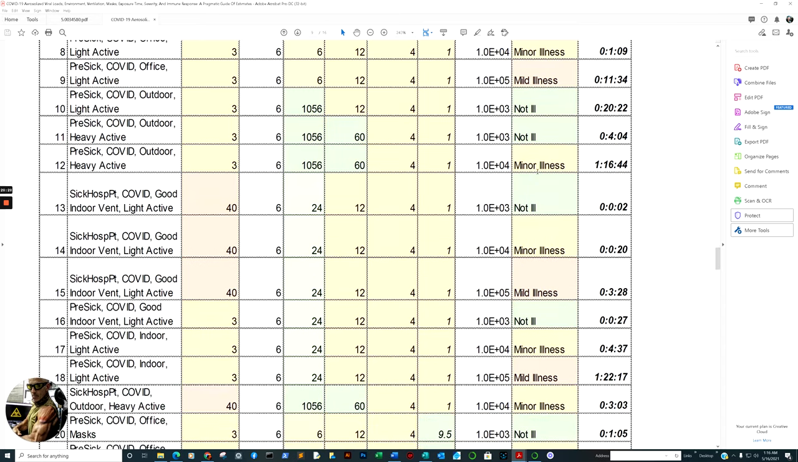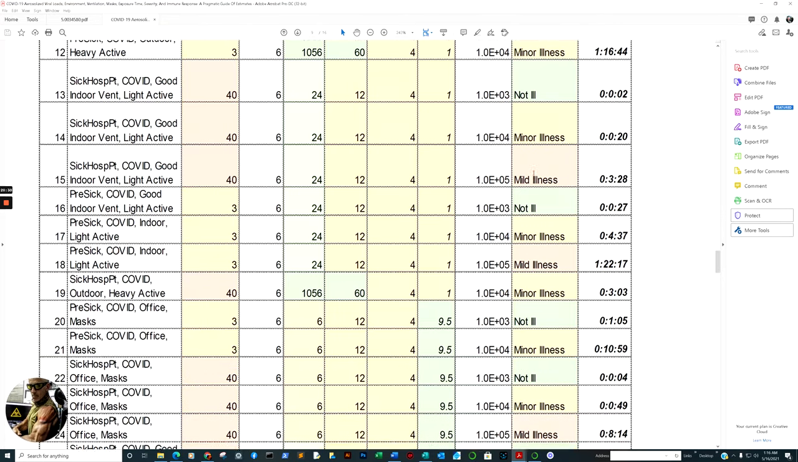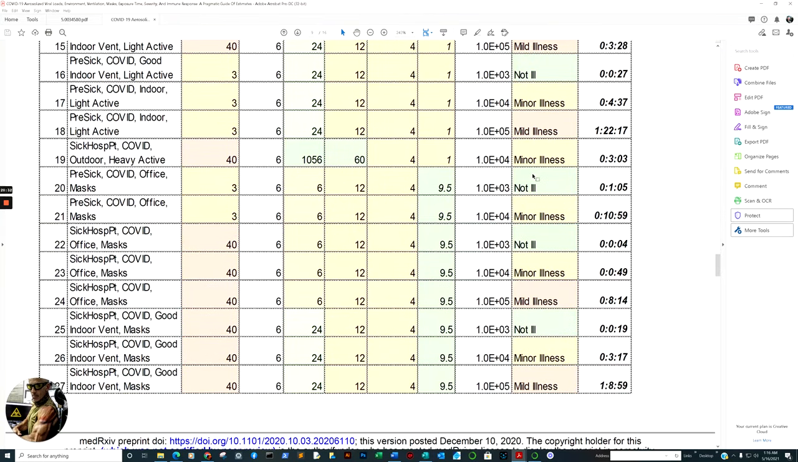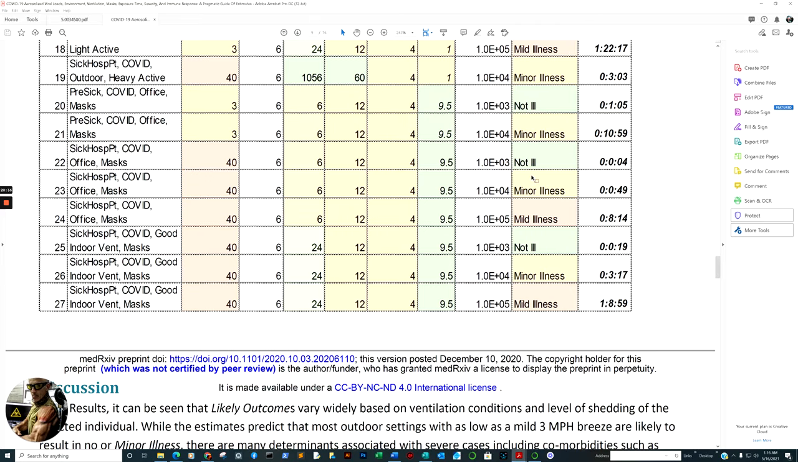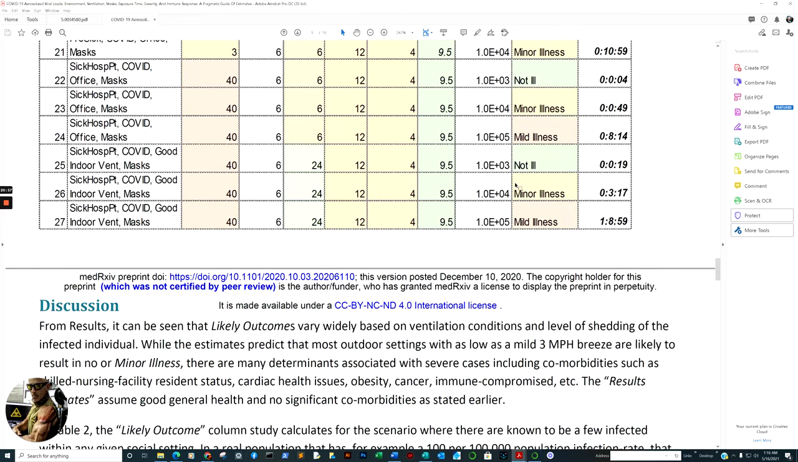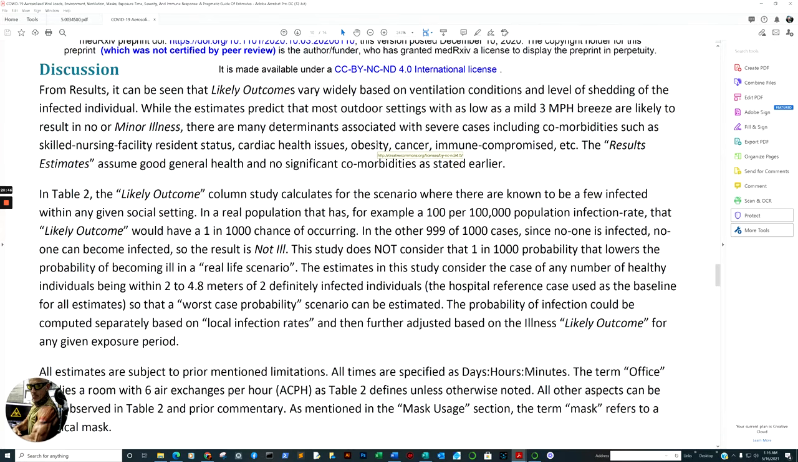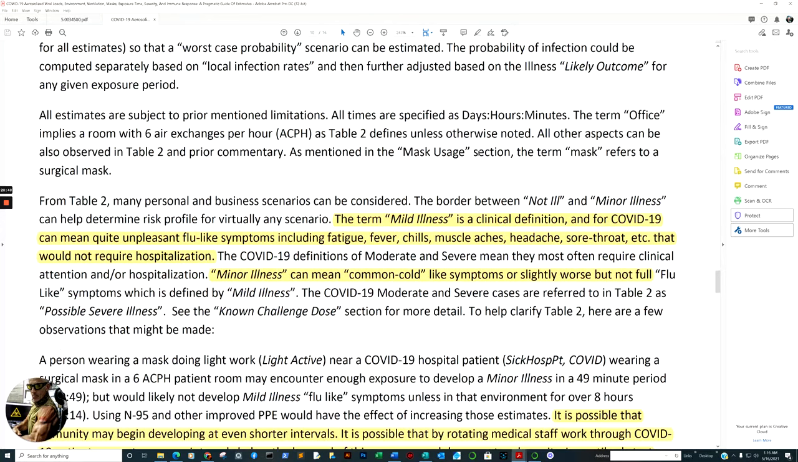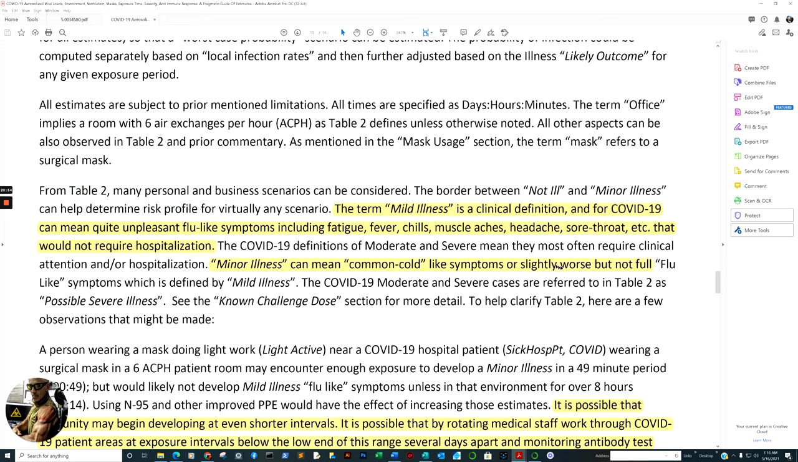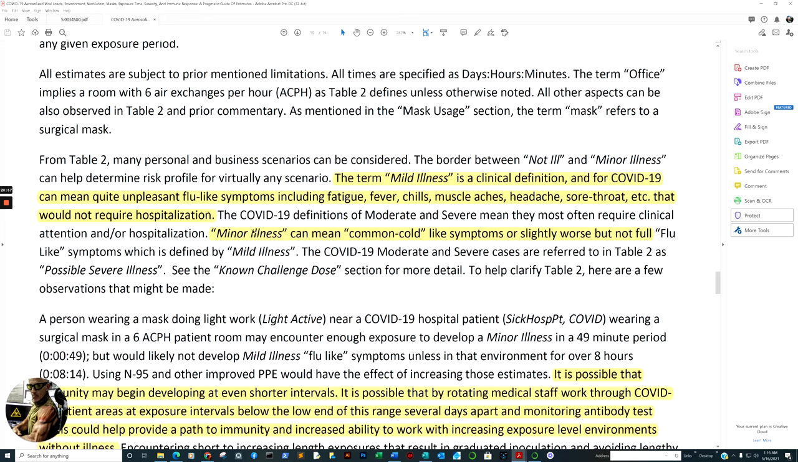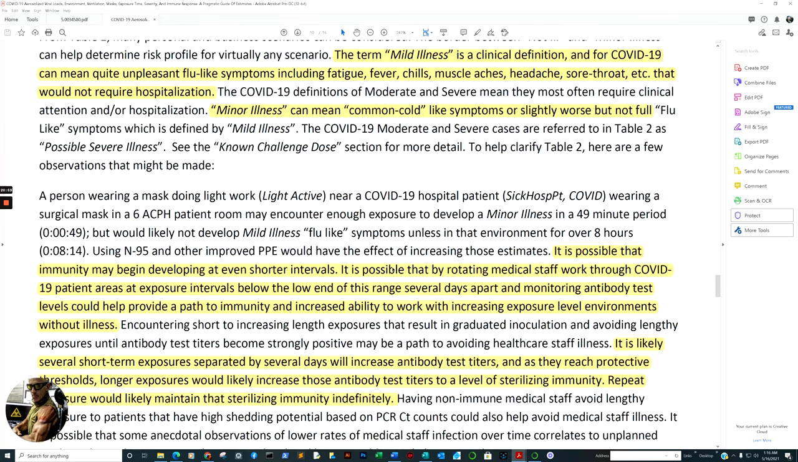But you're going to get some interesting information on how they extrapolated or contemplated ways to basically develop an immunity to, now I'm not going to say that word, but, you know, solid defenses against SARS-CoV-2 lookalikes. Here we go. The term mild illness is a clinical definition for flu-like symptoms. Minor illness can mean common cold. Those numbers are minor, mild. Here we go. It's possible.